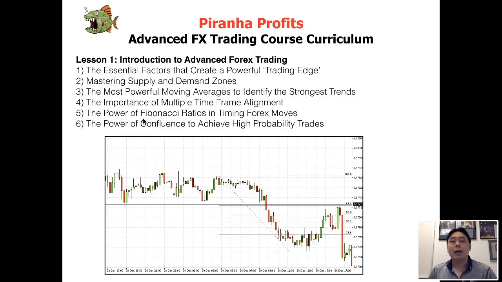Next will be understanding how to use the power of Fibonacci ratios to find the best entry points when we enter a strong trend, as well as the power of confluence, where everything comes together: the candlestick patterns, supply and demand zones, Fibonacci ratios, trend analysis. They combine together to create the best profitable trade that you can find with the highest probability.